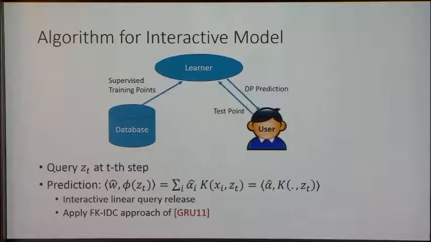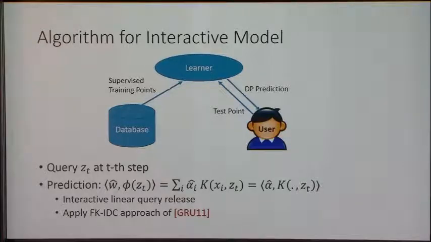Okay. So let's first talk about the interactive model, where we receive a query zt at the tth step, and the prediction will be the inner product of w hat with phi of zt, which is then clearly parameterized by the alpha i's that the learner has. So the learner has learned this alpha i hat, so it has that. So it's just an inner product of alpha i hat with k.